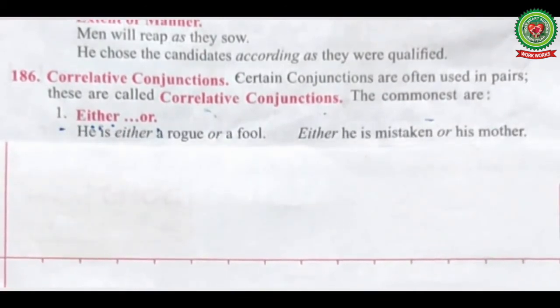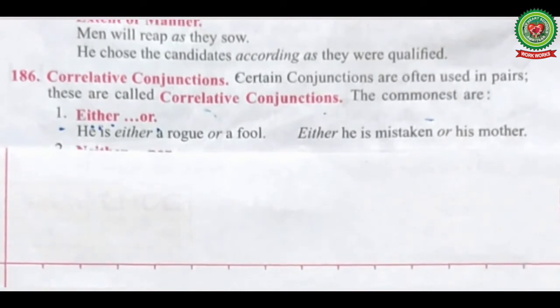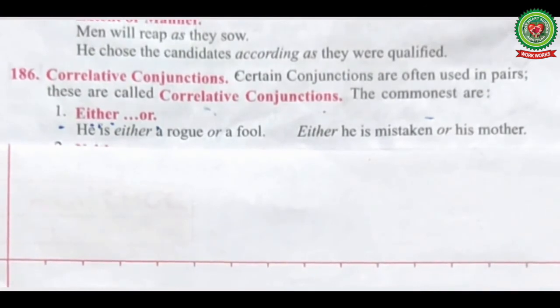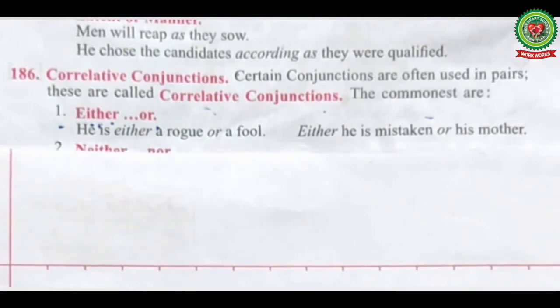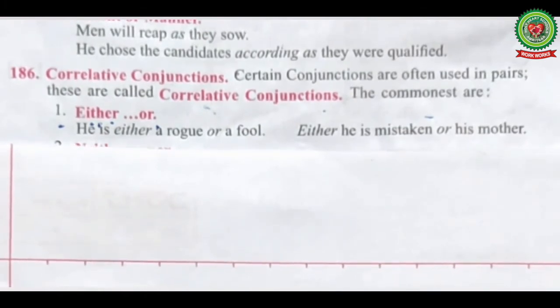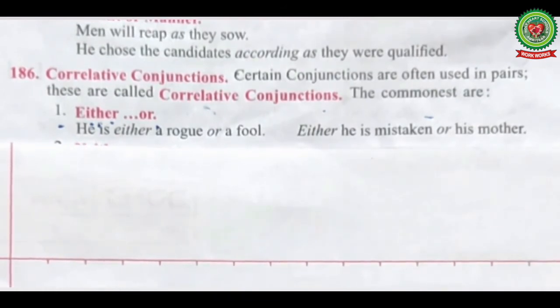When the subjects in the sentences are common, we'll begin the sentence with a subject. For example, he is either a rogue or a fool. And when subjects in sentences are different, we will begin the sentence with correlative conjunctions. For example, either he is mistaken or his mother. We can also say either he or his mother is mistaken.